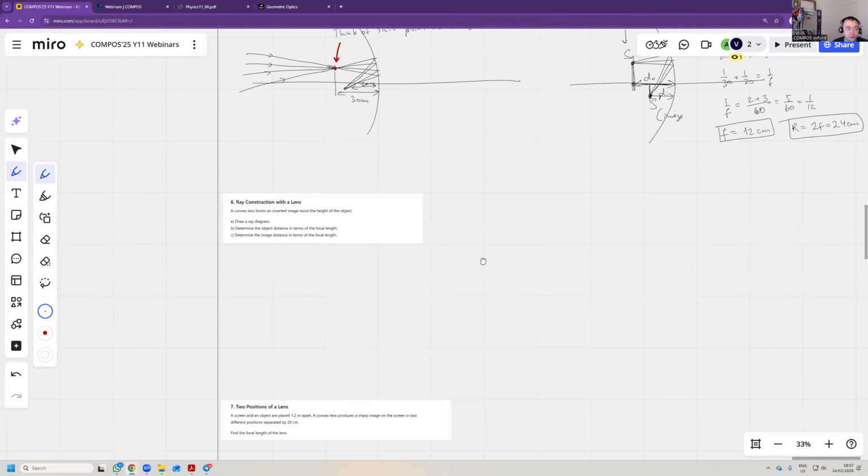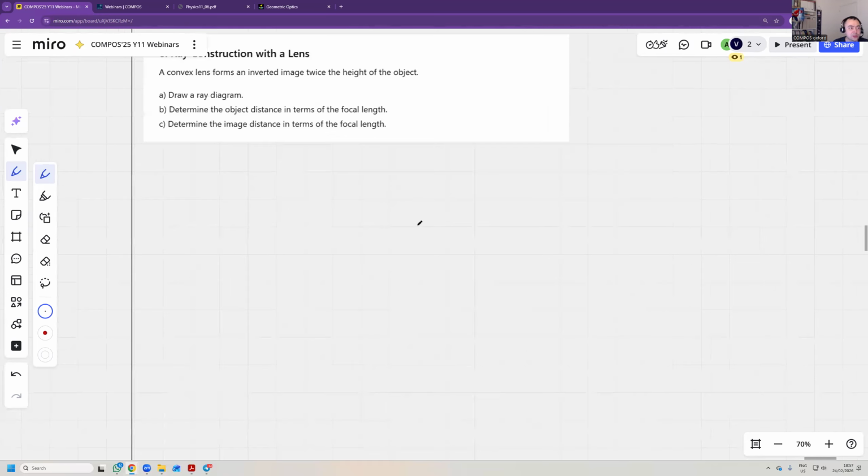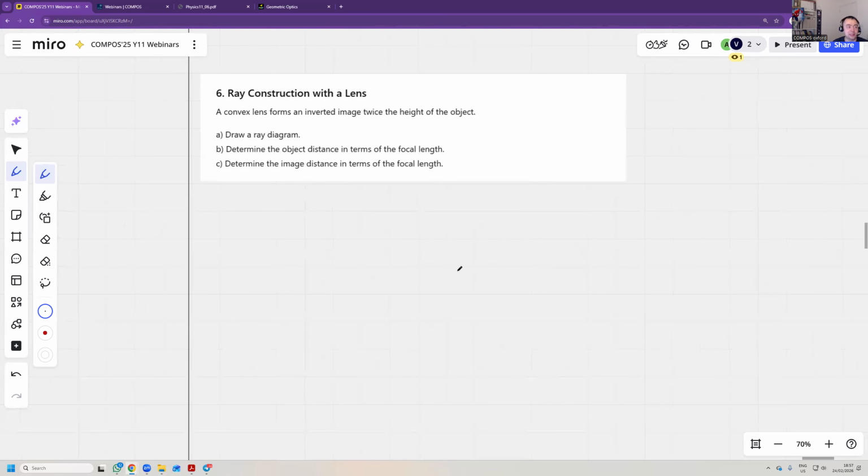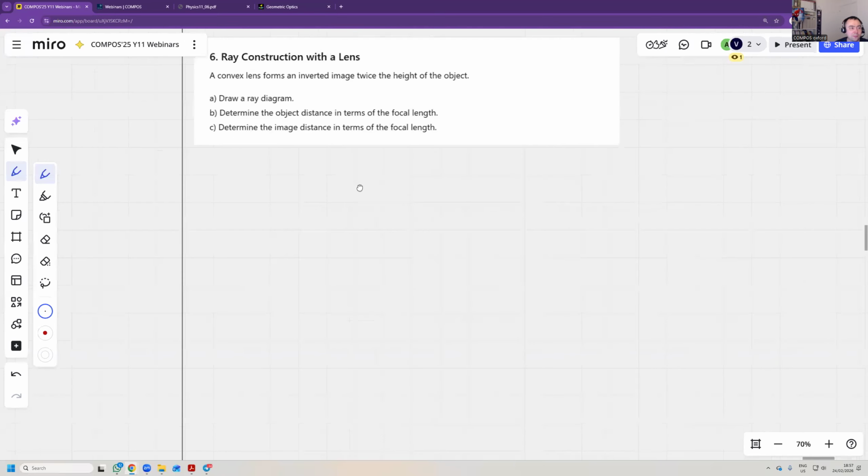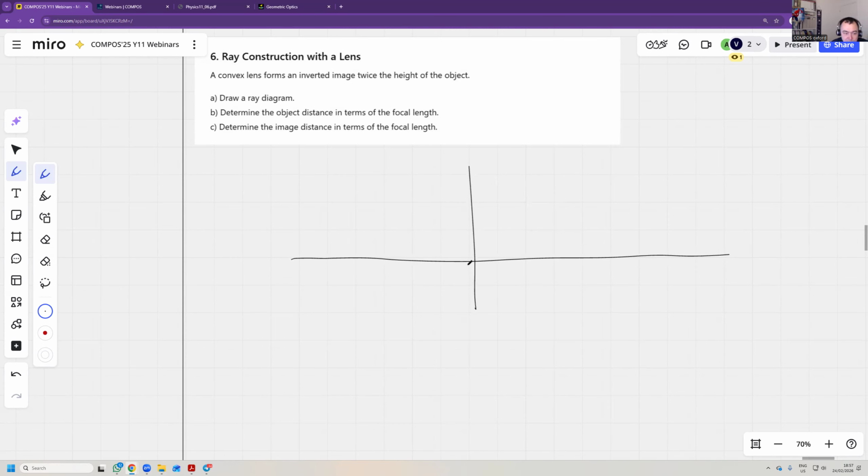the spherical mirror formula. Ray construction with a lens. A convex lens forms an inverted image twice the height of the object. A convex lens. Convex lens, that means it is a converging lens, right? A convex lens forms an inverted image twice the height of the object.